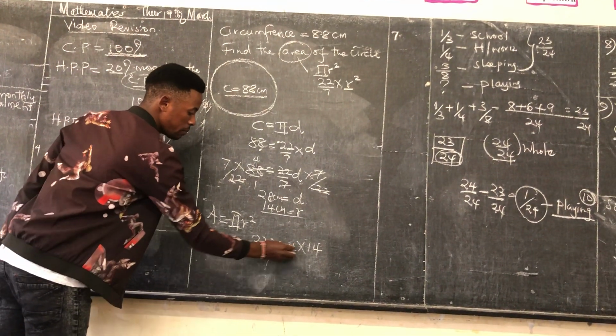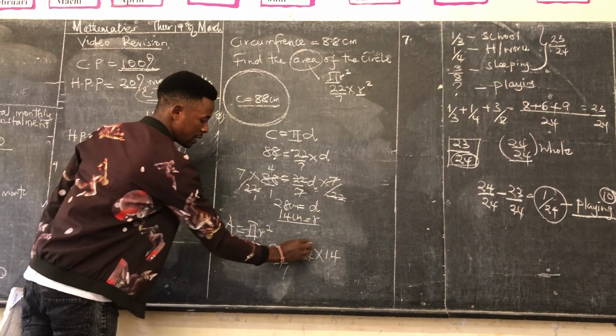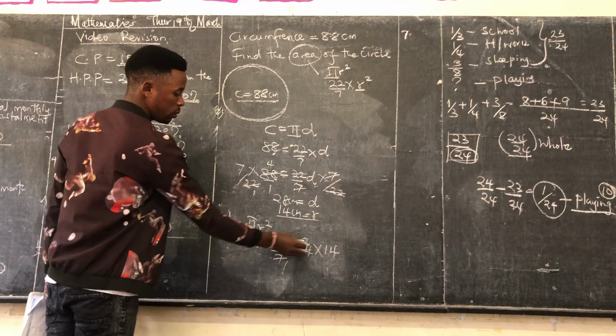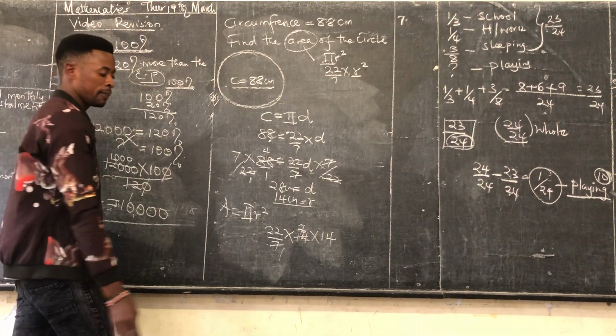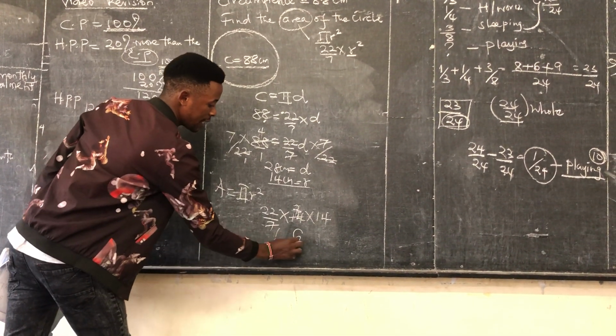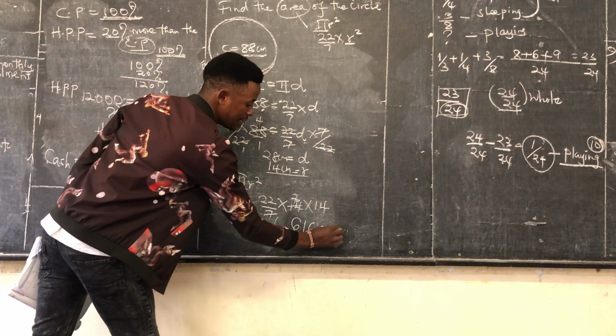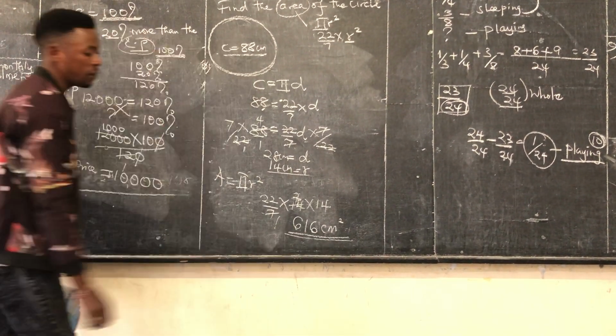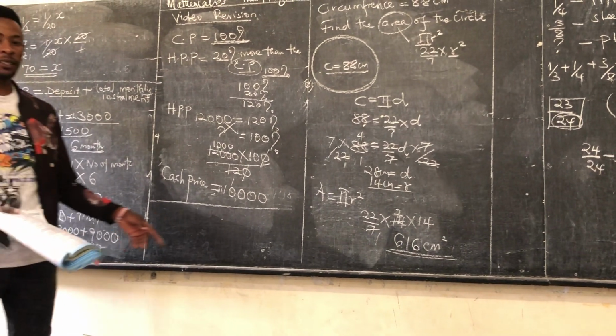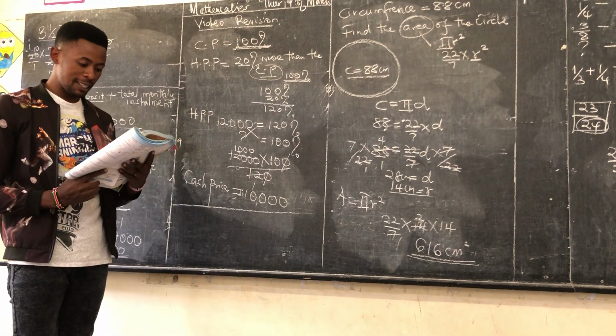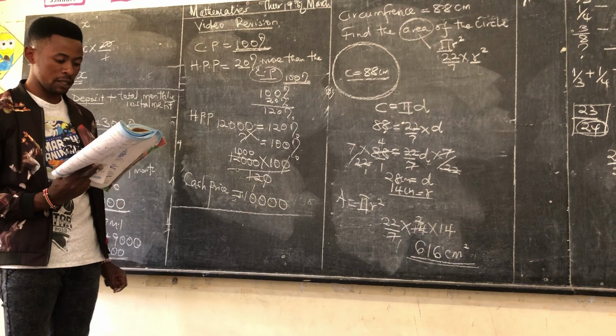You know what it is to square a number: it is to multiply a number by itself. So 14 divided by 7 is 2. So 22 times 2, that is 44. 44 times 14, that is 616 centimeters squared. So the area of that circle is 616 centimeters squared. That was choice A.